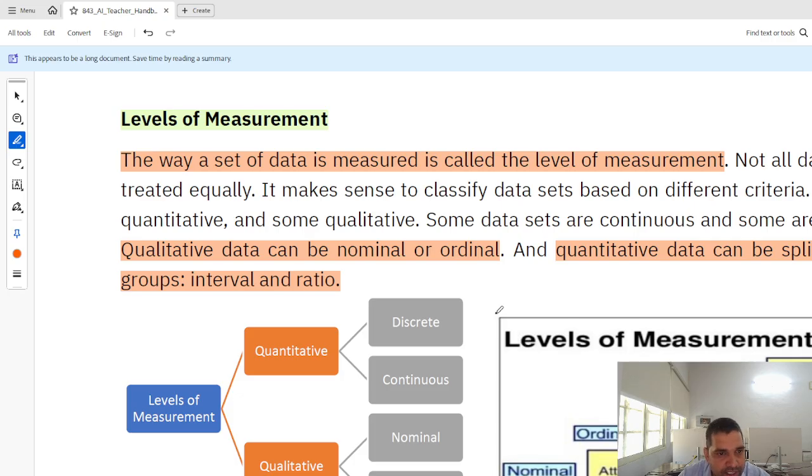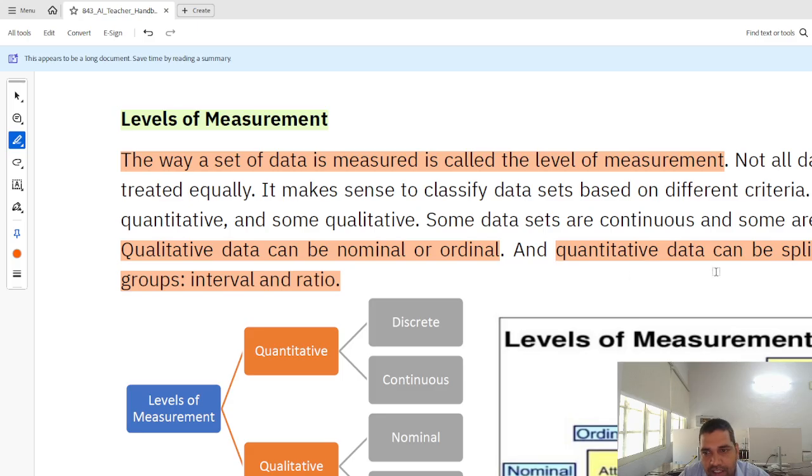Some are quantitative data and some are qualitative. Now we'll see what is qualitative and what is quantitative data. Some data sets are continuous and some are discrete. That also we'll see, what is a continuous data set and what is discrete. So qualitative can be nominal or ordinal. In nominal data we give some names, like male, female, or in ordinal data we give some numbers like first, second, third, one, two, three, four.